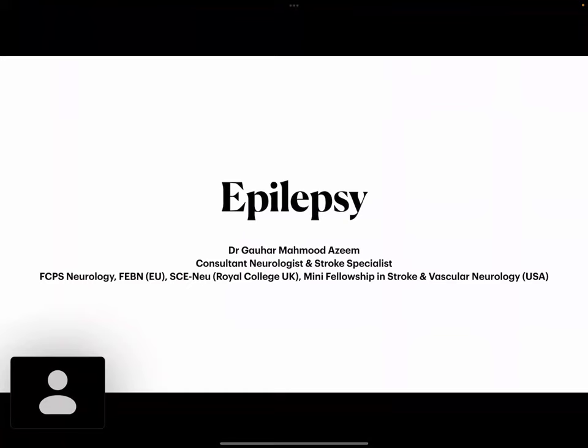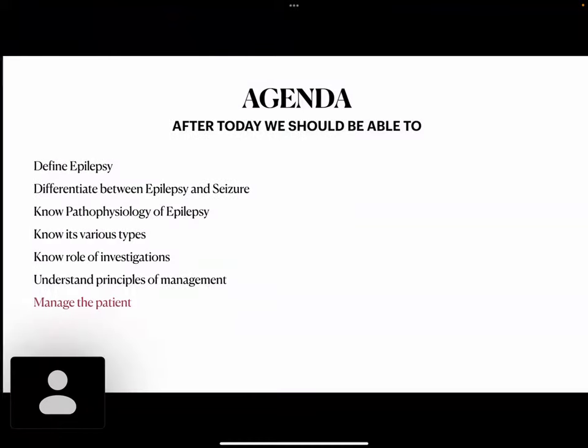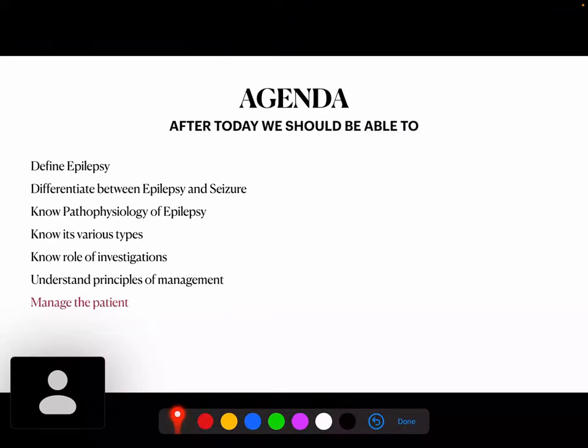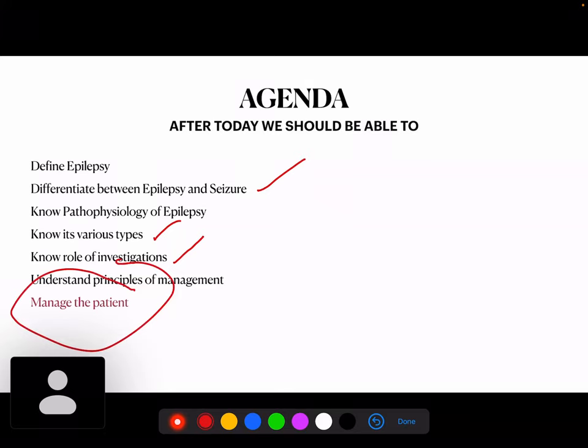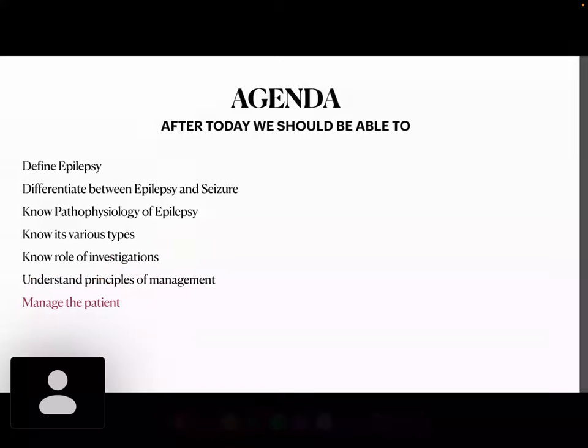So thank you so much for joining us today. We'll be talking about epilepsy, and the basic agenda of the session today will be to differentiate between epilepsy and seizure by the end of this presentation, know various types of seizures and various types of epilepsy, and know the role of investigations, when to go for the investigation or not, understand principles of management, how to start anti-epileptic drugs, how to put another one in, take one off, or however the management goes. And basically, it's all about patient management, why we are here, so that our patients can benefit, no matter whether you are medical professionals or ER professionals, or even other specialties as well, including neurology, but not limited to it.